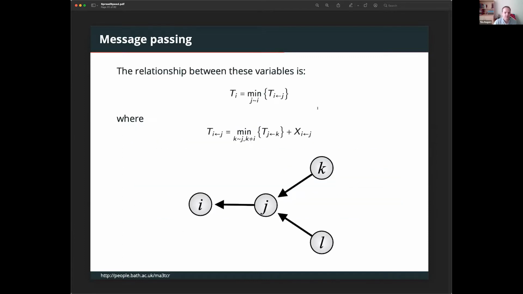And it works as follows. So T_i, this is the time that node i gets infected. And that's just the minimum of the times that its neighbors had infectious contact with it. So the time that I'm infected is the first time somebody infectious has infectious contact with me. So this is kind of obvious. The next one is a little less obvious.